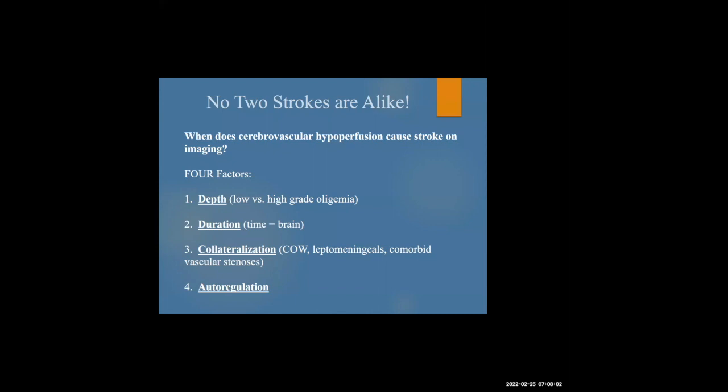And then finally, the 4th thing is autoregulation. So how much autoregulatory reserve do you have to dilate your arteries in the setting of a hypoperfusion event? So these 4 factors, depth, duration, collateralization, autoregulation, are what determines when a hypoperfusion event actually becomes a stroke on brain imaging.